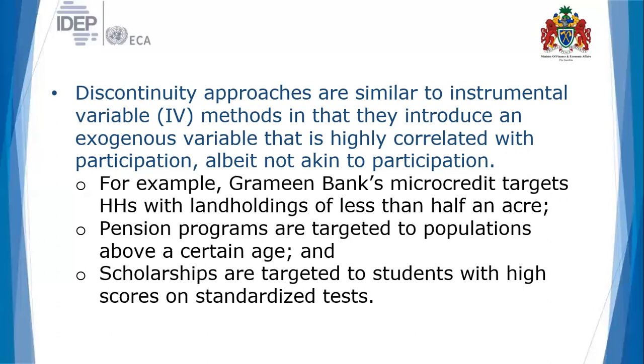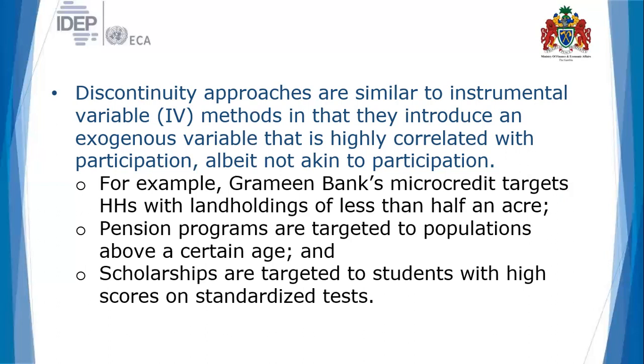Another example is pension programs that are targeted to populations above a certain age. Individuals below a certain age may not be eligible to participate in those pension programs. And for those above that age, maybe 60 years, maybe 65, that becomes a threshold. Those above will receive the program intervention or activities. Those that are below, because they are not eligible, will not receive the program intervention.